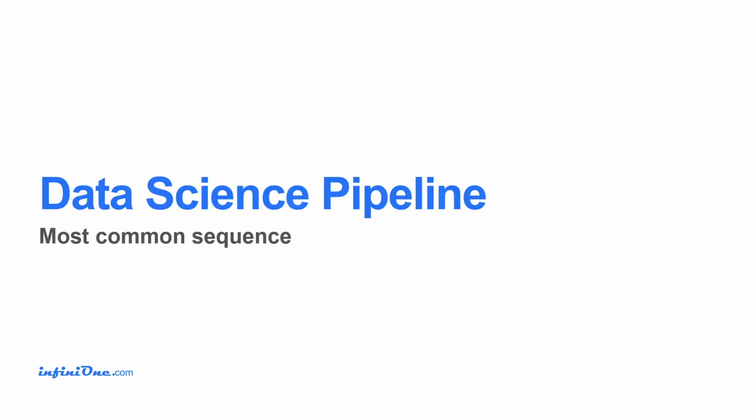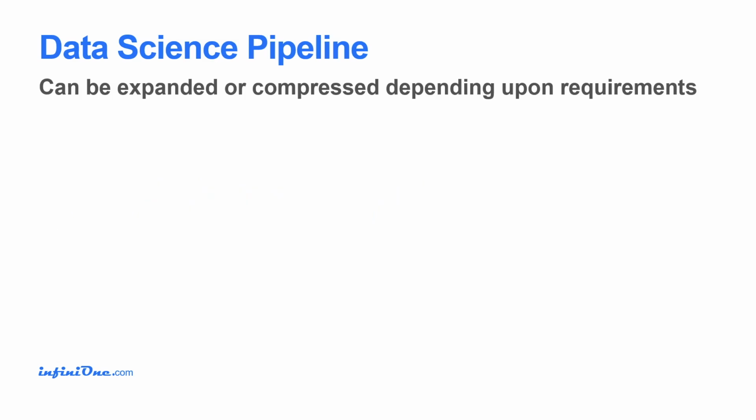Next we discuss the most common sequence, or pipeline, that is available in any data science project. So let's discuss that. First of all, I need to tell you that the pipeline I'm going to give you is basically a sequence of a lot of steps, and these steps can be expanded further to explain more, or compressed to single units depending upon different requirements.